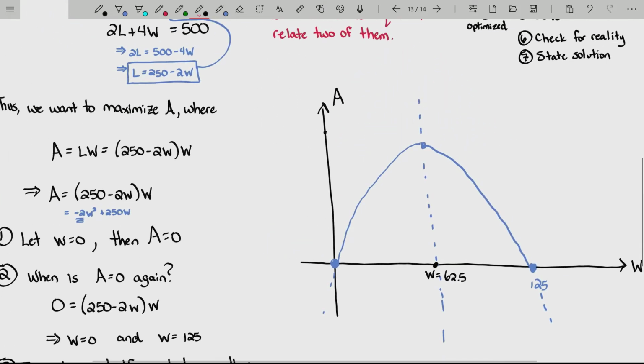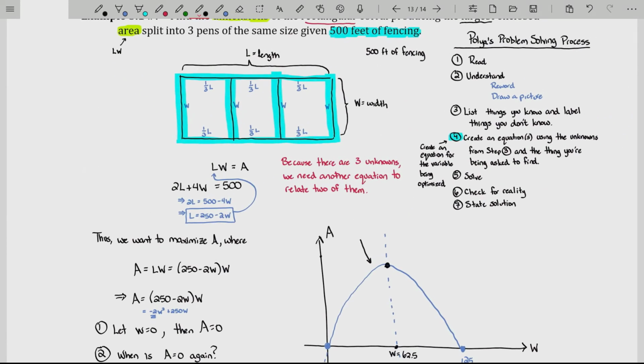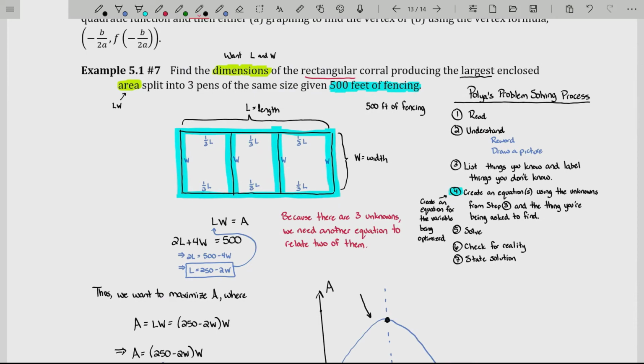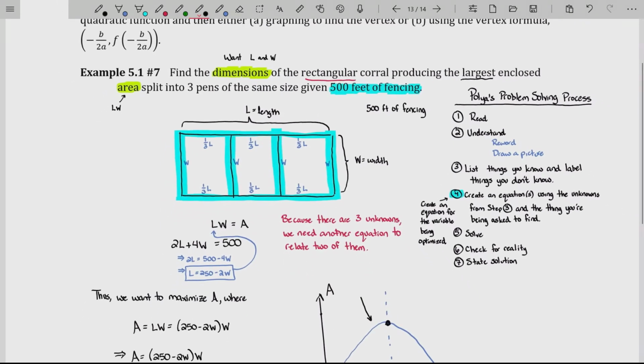62.5. So I know that my area, remember this is the area function right here, reaches a maximum when my width is 62.5. Remember what we're talking about, these corrals right here. And so we know that the area becomes maximum, and that's what they're asking for: find the dimensions when we have the largest enclosed area.